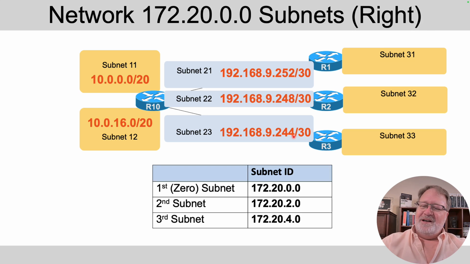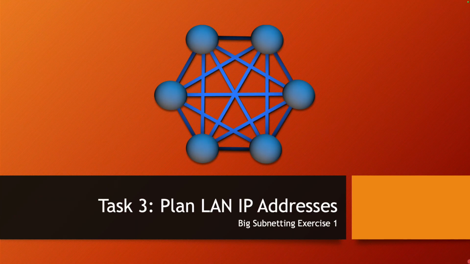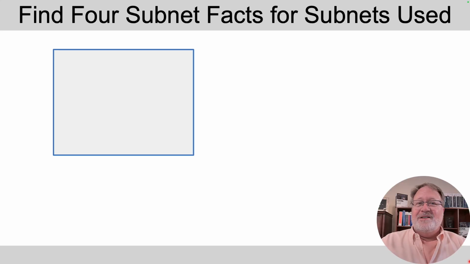And then finally, here are the numerically lowest 3 subnet IDs of network 172.20, and the instructions said to assign those respectively to subnet 31, 32, and 33 in the diagram. So we get that subnet ID for the top, the one with the 2 in the third octet for the second one, and the one with the 4 in the third octet for the third one. So to plan which IP addresses to use, you have to calculate what are the IP addresses in those subnets that you've chosen in those different locations.